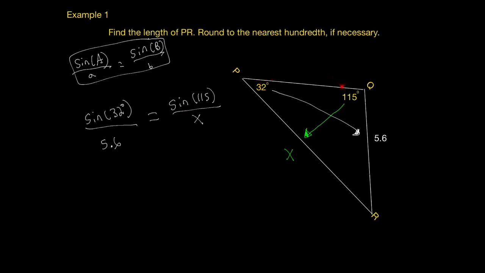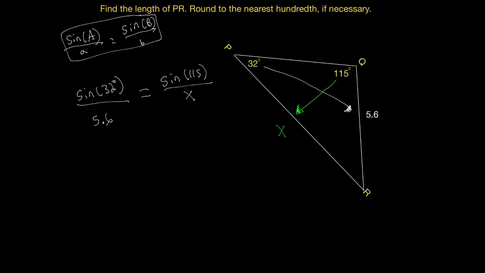So here we didn't necessarily have a right triangle, but we were still capable of using algebra in order to attempt to find this missing length. And after this is all said and done, you'll see that we will succeed. We have a proportion, so let's apply the cross multiplication. So X times sine of 32 is going to equal 5.6 times sine of 115.